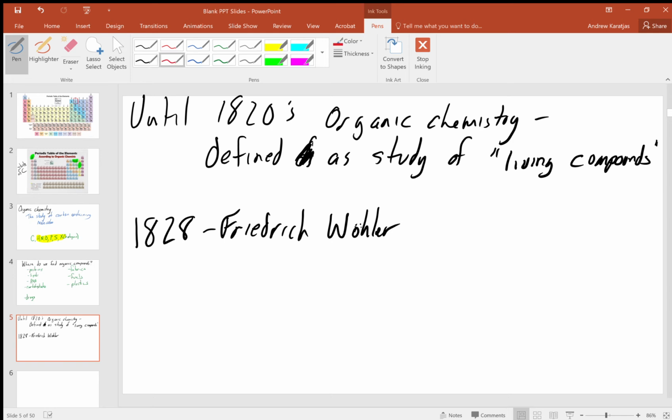very, very simple experiment, at least would seem that way to us. Took this compound NH4NCO. You may remember some of these terms from previously. NH4 is the polyatomic ion ammonium. NCO minus is a polyatomic we didn't go over in general chemistry, but it's known as cyanate.